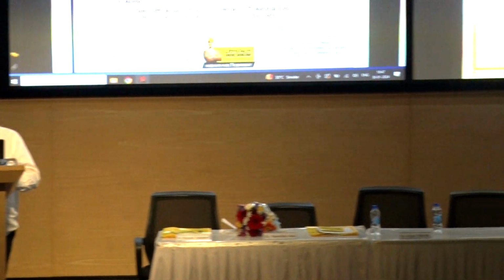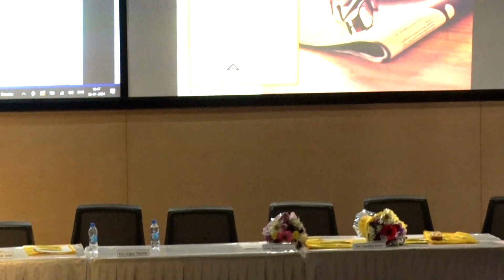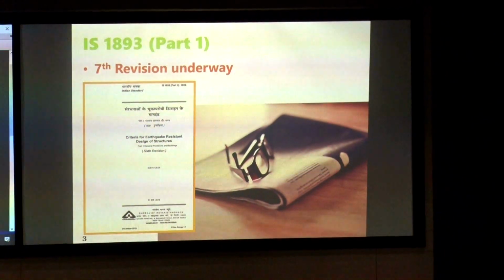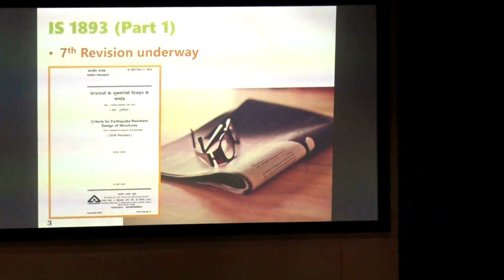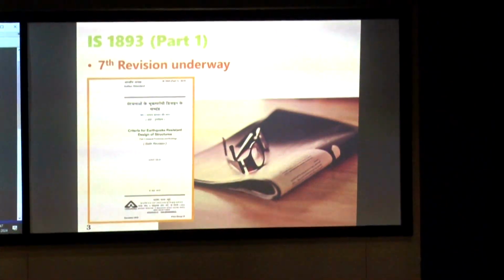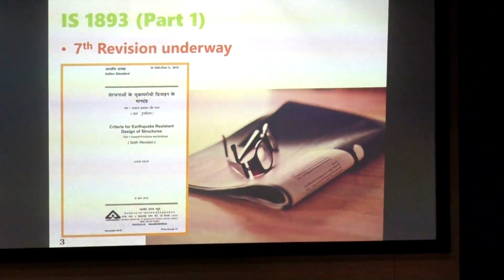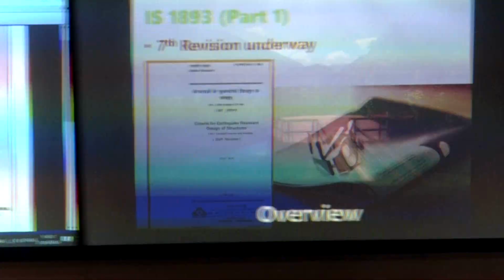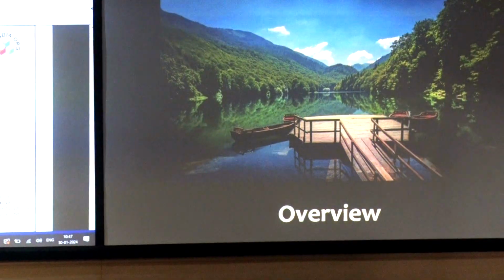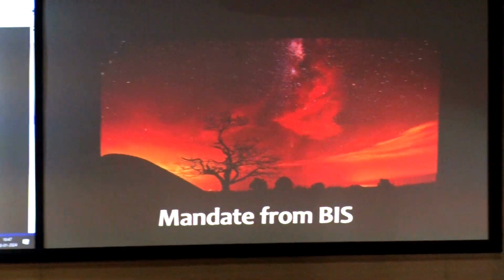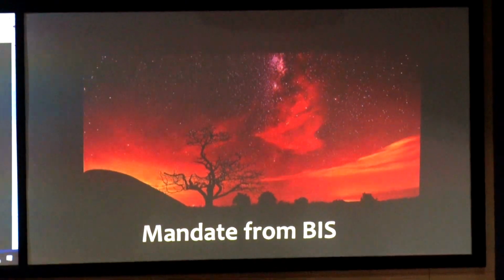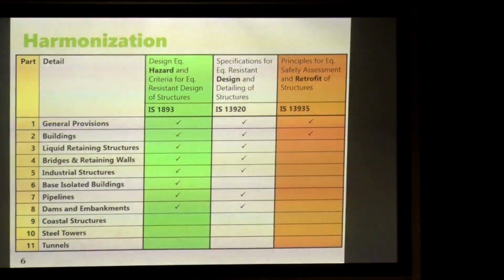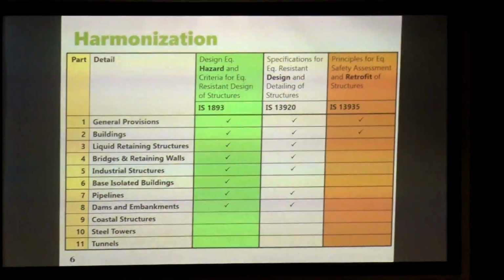The first thing is, we are talking about revision of IS 1893 Part 1. Now Part 1, as it stands today, has 2 parts to it. One is the general provisions, which now is going to only stay as the general provisions for earthquake-based design. So the original mandate, after a lot of deliberations in BIS, was that let us simplify and harmonize our earthquake-based design codes.